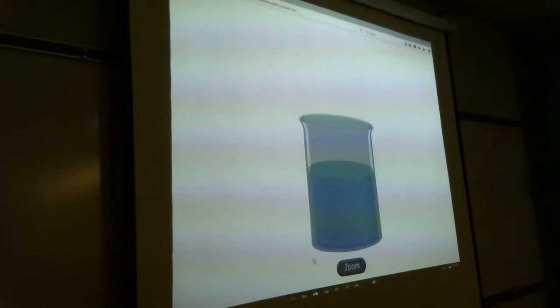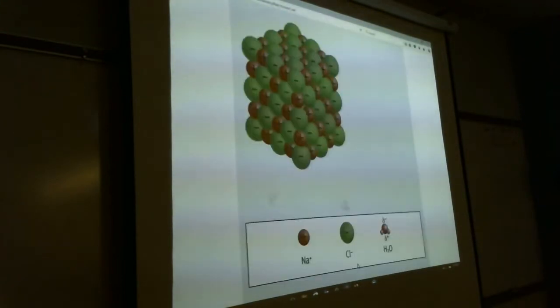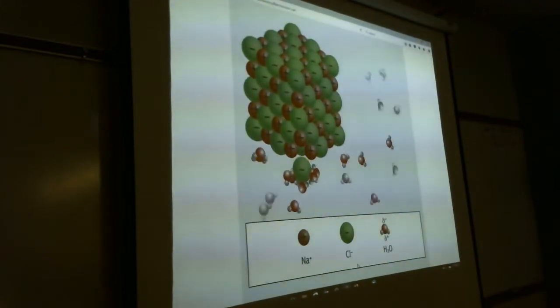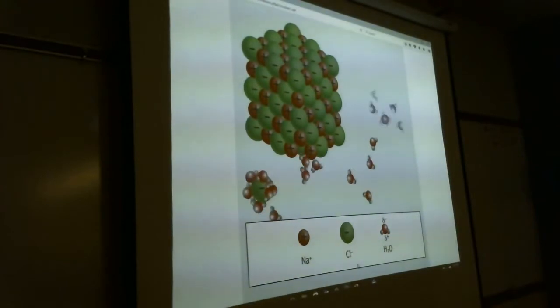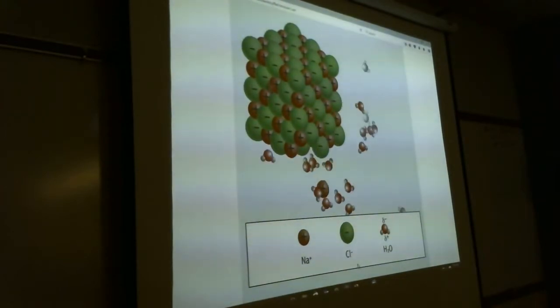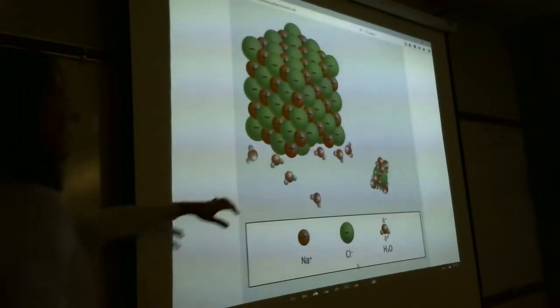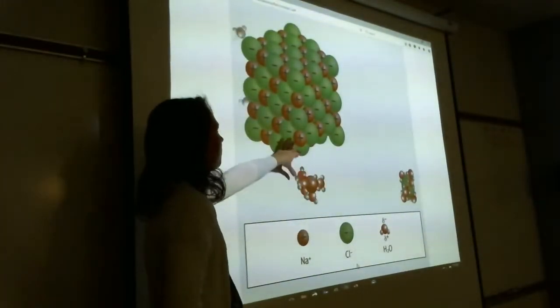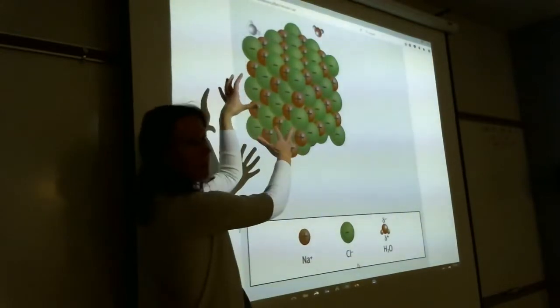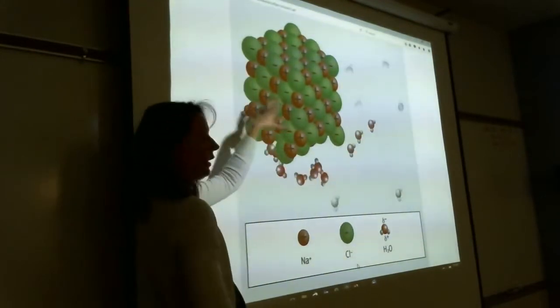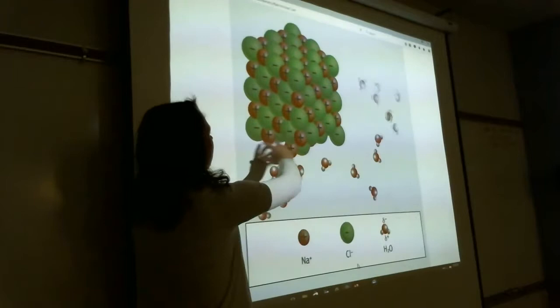All right, now let's zoom in and see what's going on. So there's our crystal, and each anion and cation are being completely surrounded by water. Now this is a very simplified model, okay? It's not going to happen at one little corner and then spread throughout. It's going to happen simultaneously on the entire crystal at once. So imagine what's happening here, happening everywhere.